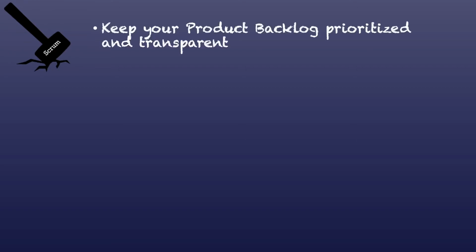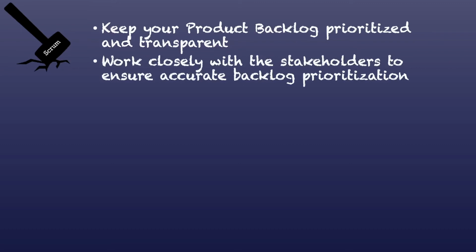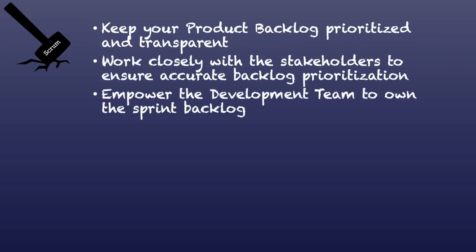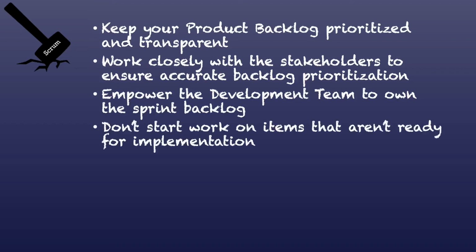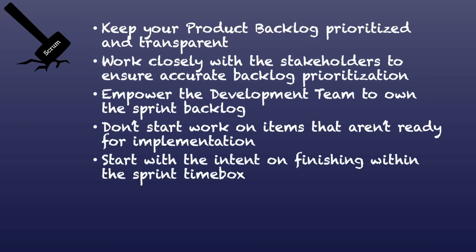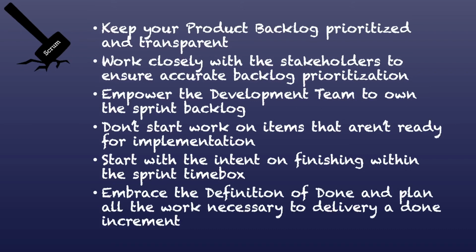So use the Scrum Framework to stay focused on eliminating waste. Keep your product backlog prioritized and transparent. Work closely with the stakeholders to ensure accurate backlog prioritization. Empower the development team to own the sprint backlog. Don't start work on items that aren't ready for implementation. Start with the intent on finishing within the sprint time box, and embrace the definition of done and plan all of the work necessary to deliver a done increment.